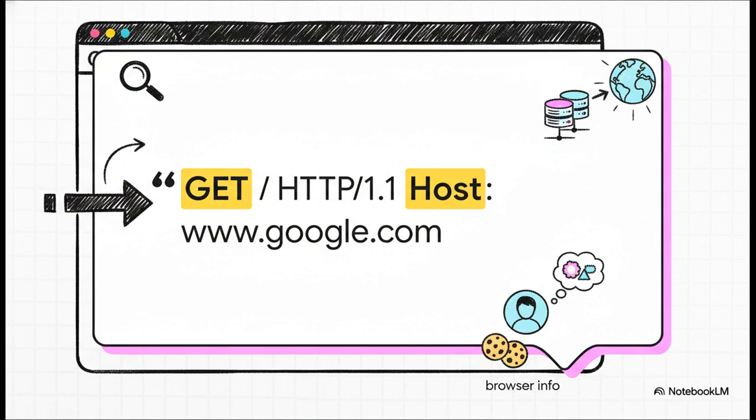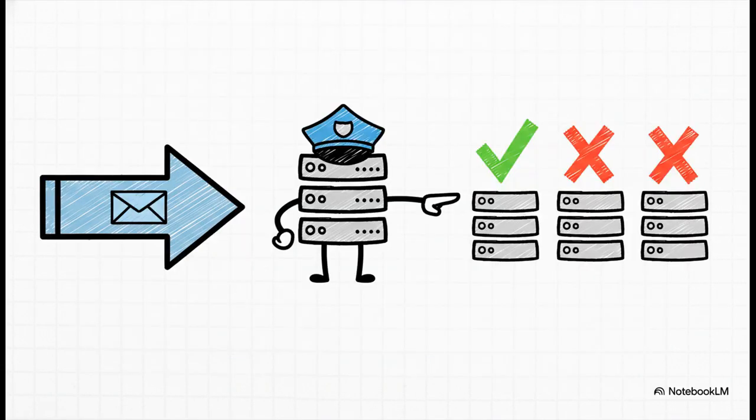It's an HTTP GET request that politely says, "Hey, for the host www.google.com, could you please get me the main page?" It sends along a few other bits of info too, like what browser you're using, so the server knows what it's dealing with. That request zips across the internet and arrives at a massive Google data center.